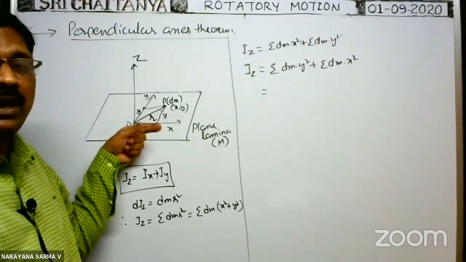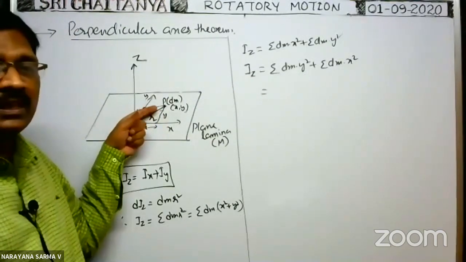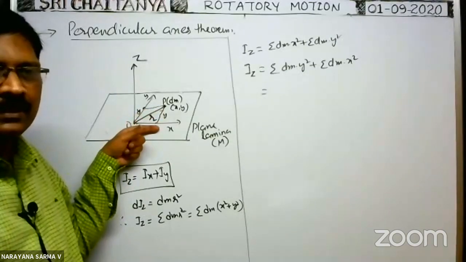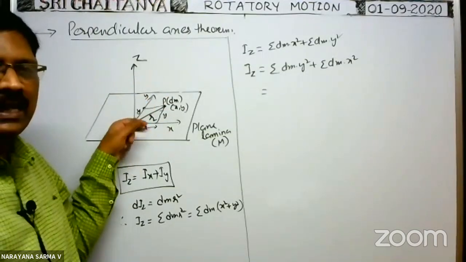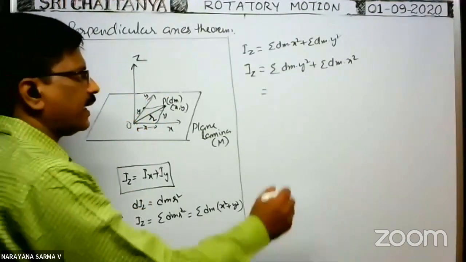That's why dm into y square is the moment of inertia of this particle about the x axis. Sigma dm into y square means that is the moment of inertia of this entire plane lamina about x axis, that can be represented as Ix.